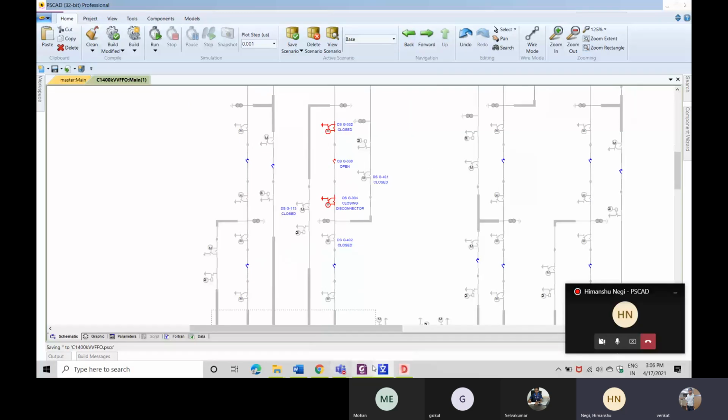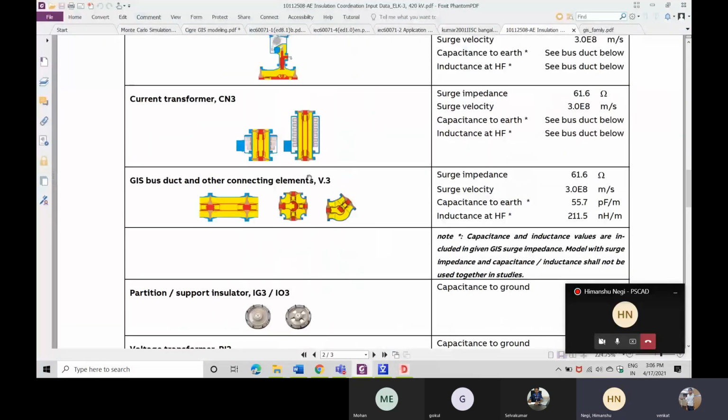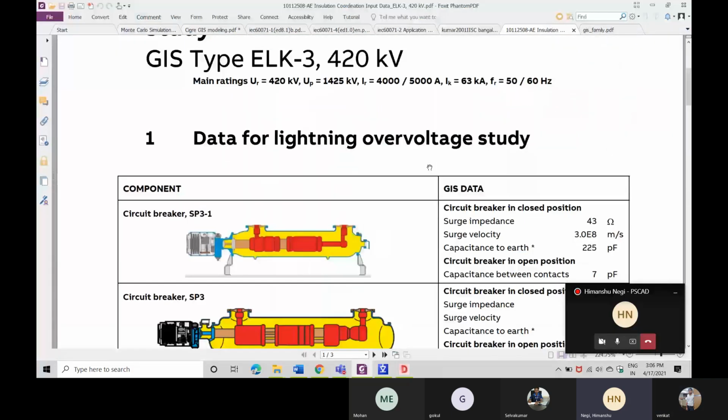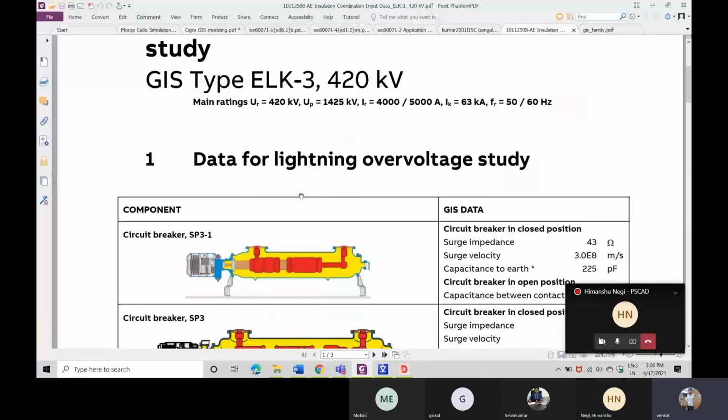For this, we have got data from this point. See this particular sheet that you're showing. So it should apply to every GIS in that particular series which is written on the top. Is that right? Or is it just for this installation? You are asking about any GIS which is ELK type 3, 420 kV, which has an insulation level of 1425. Yes, for that we can use this.